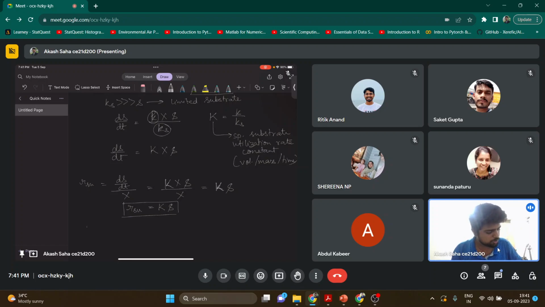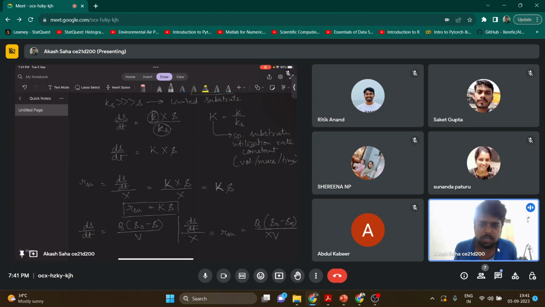And also we know that my dS/dt can also be written in terms of Q, S naught and V. So again, if I divide this term by X, it will become my RSU, and it will be equal to Q into (S naught minus Se) by X into V, or whatever my volume of the reactor V.